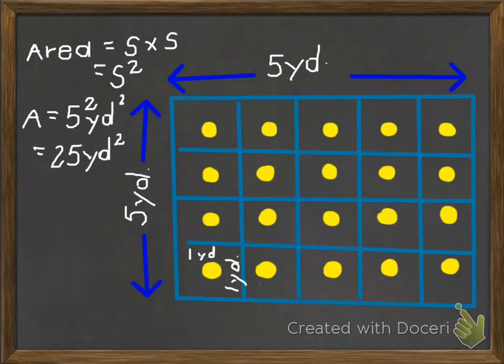Now a formula for the area of a square, if we let S represent the length of one side of the square, so S stands for side, then we could write S times S and simplify that as S squared. So the formula for the area of a square can be written as area, or just A for area, equals S squared.